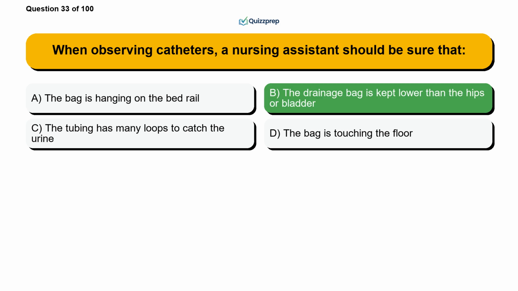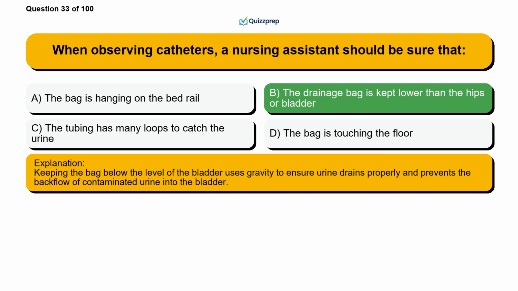The correct answer is Option B. The drainage bag is kept lower than the hips or bladder. Keeping the bag below the level of the bladder uses gravity to ensure urine drains properly and prevents the backflow of contaminated urine into the bladder.